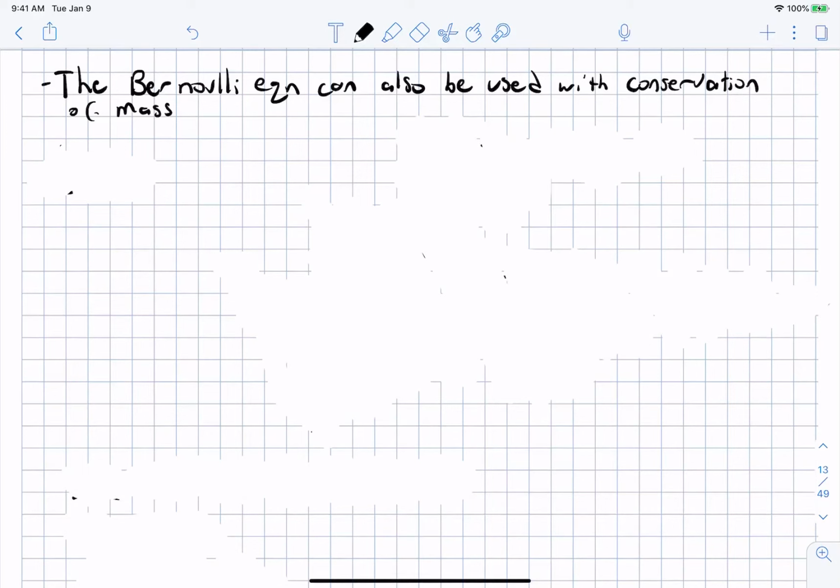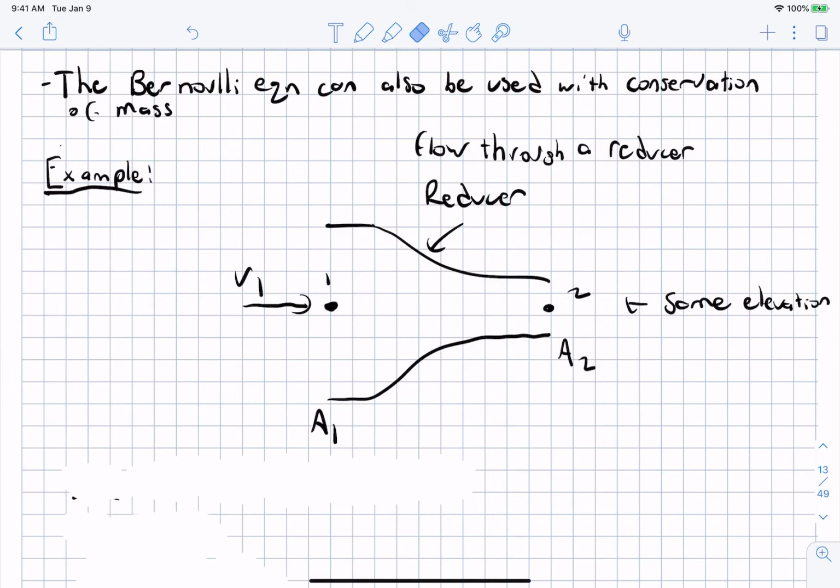Okay, so now we're going to go over and show how the Bernoulli equation and conservation of mass can be coupled together and sort of gang up to solve problems. And I'm going to do that by way of example. And that example is we're going to consider flow through a reducer here.